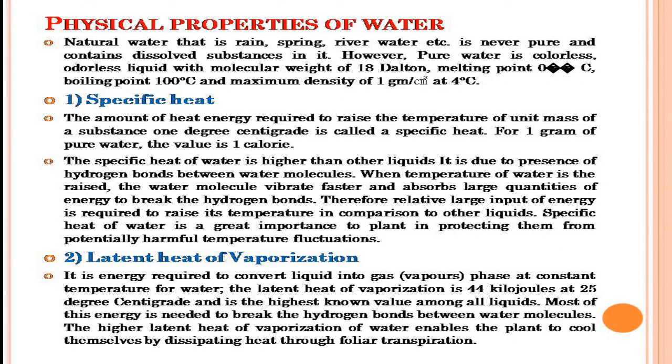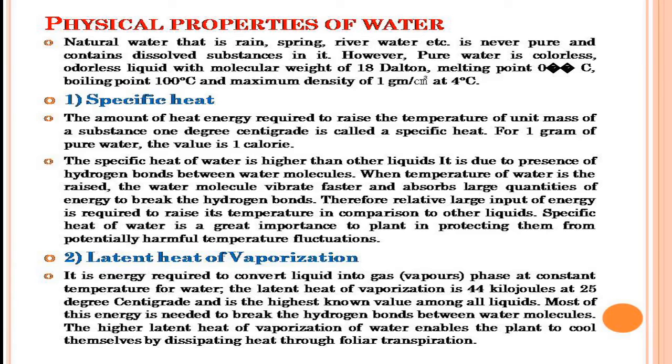Here are some of the physical properties of water. Natural water, that is rainwater, spring water or river water, is never pure. They contain dissolved substances in it. However, pure water is a colorless, odorless liquid with molecular weight of 18 Dalton, melting point 0 degree centigrade and boiling point 100 degree centigrade, and it has the maximum density of 1 gram per centimeter cube at 4 degree centigrade. Means water starts freezing from 4 degree centigrade. At 4 degree centigrade it has the maximum density.